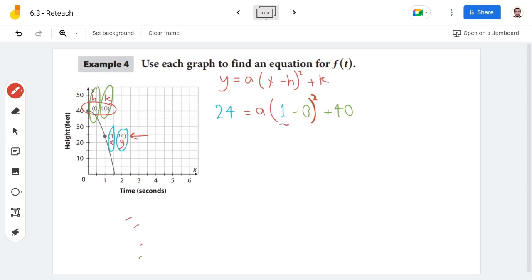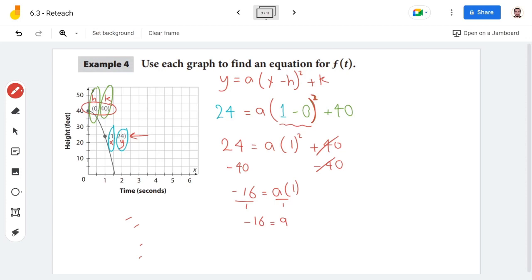First, simplify the thing inside the bracket. So now let's write 24 equals a times (1 minus 0), 1 to the power of 2, plus 40. Okay, now solve this equation. Minus 40 from both sides. So we cancel this 40. So 1 to the power of 2 is equal to 1. So 40 minus 24 is equal to 16, I think. Yes, 16. So negative 16. So now divide by 1. So a is equal to what?